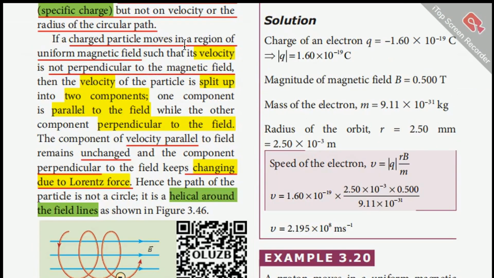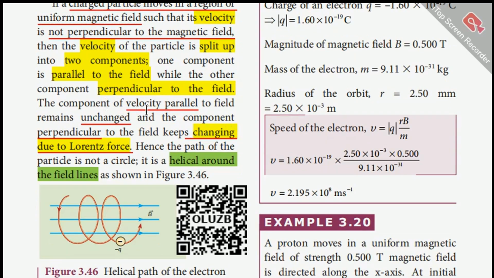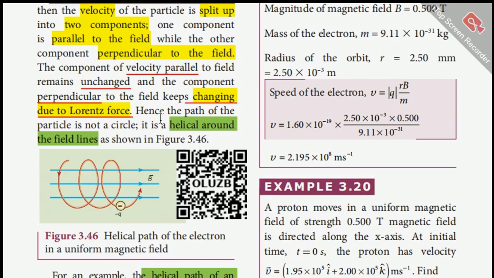If a charged particle moves in a region of uniform magnetic field such that its velocity is not perpendicular to the magnetic field, then the velocity of the particle is split into two components. One component is parallel to the field while the other is perpendicular to the field. The component of velocity parallel to the field remains unchanged, but the perpendicular component keeps changing due to the Lorentz force. Hence the path of the particle is not a circle, but a helix around the field lines, as shown in this diagram.